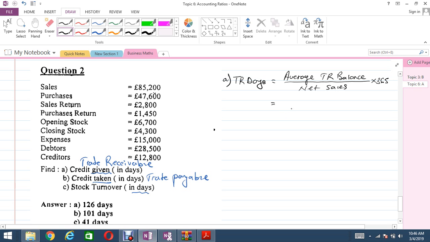So do we have the opening and closing for trade receivable? No, right? Okay, you only have one figure here. This is a very old exercise. They use the old term, debtors. Debtors is your trade receivable. Creditors is your trade payable. TP, trade payable.